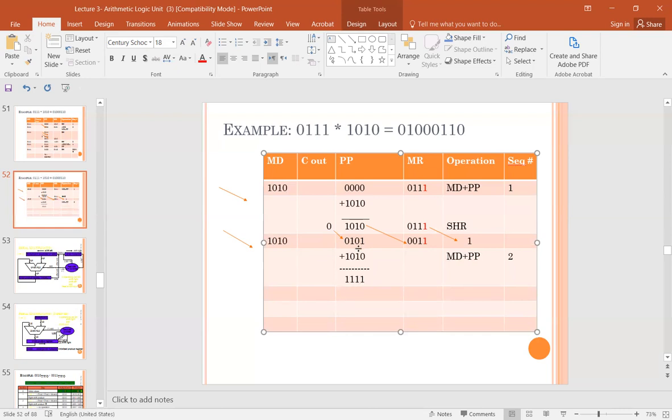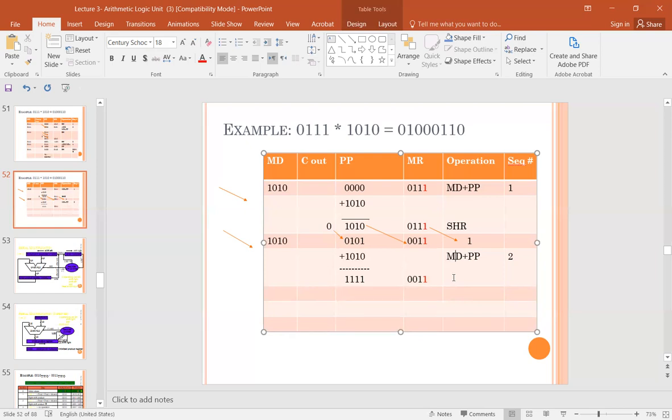So 1 plus 0 is a 1, 0 plus 1 is a 1, 1 plus 0 is a 1, 0 plus 1 is a 1. So that's my new partial product. And I will bring this one also down. So this is my 0, 0, 1, 1. This was my initial red. I keep it red.